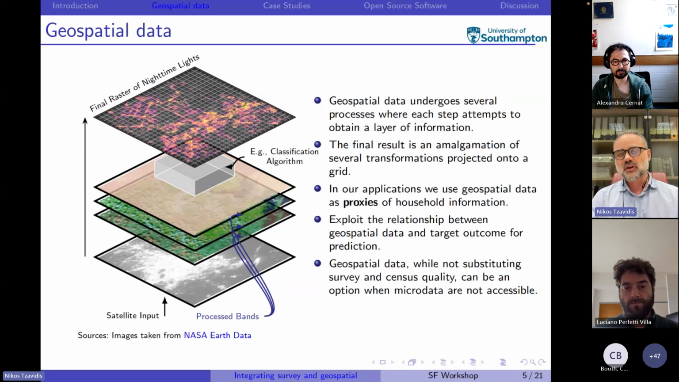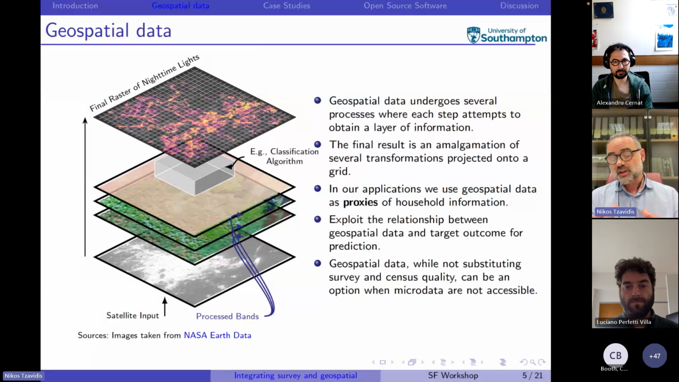So imagine that the raster will summarize, for each of these squares, a numerical value that will, in this case, tell us about the intensity of the night lights in that particular part of the country that we're interested in. Now, clearly, the types of data that I'm talking about here, like night lights, are not household information. We don't know exactly what the household information is, but potentially they can be used as proxies for household information.